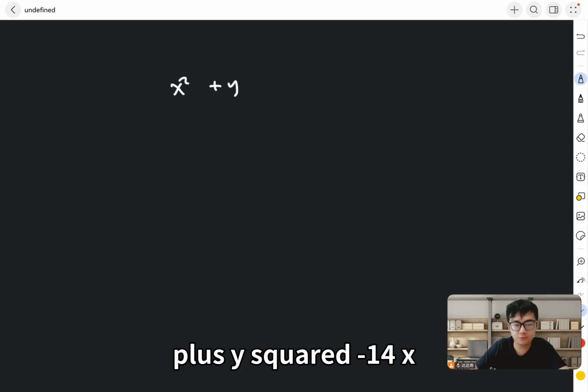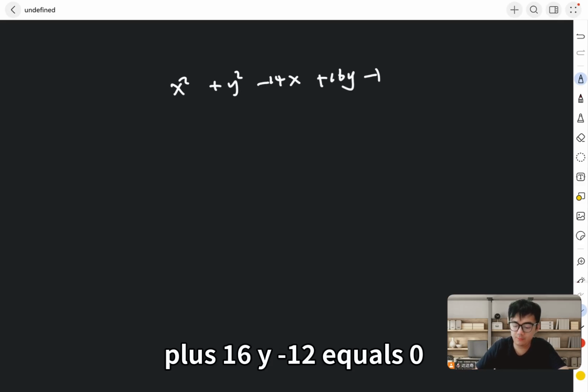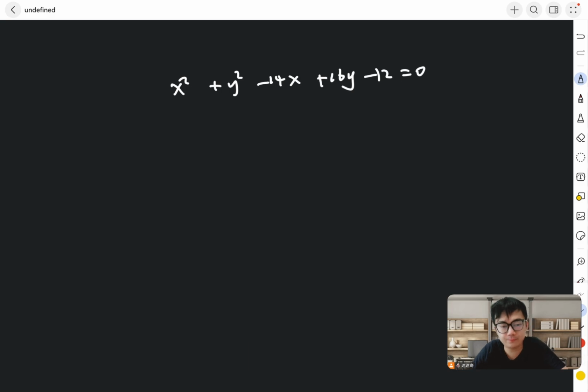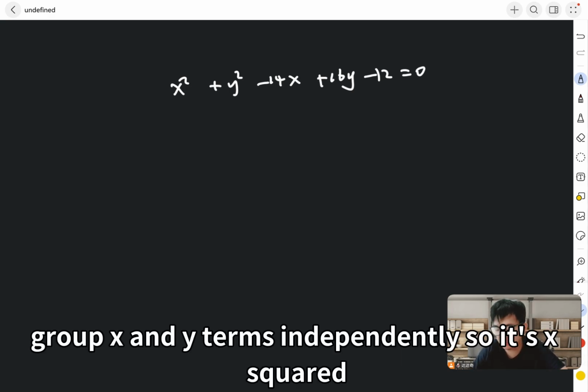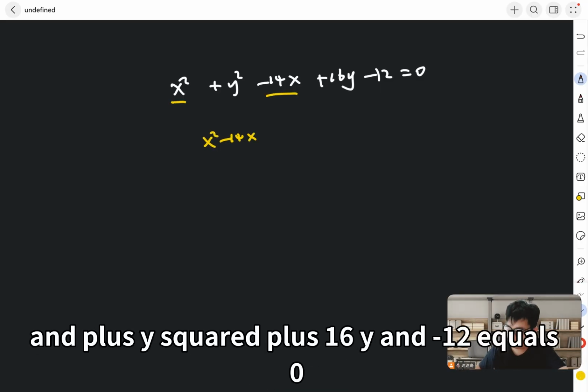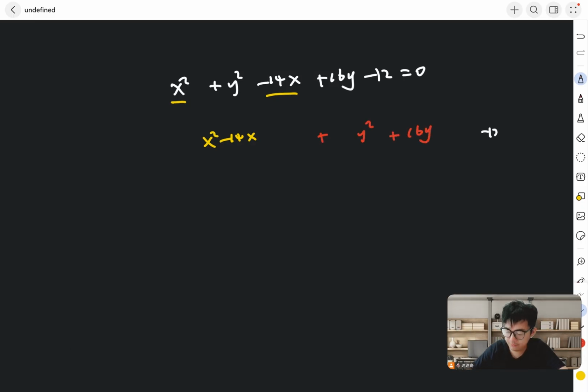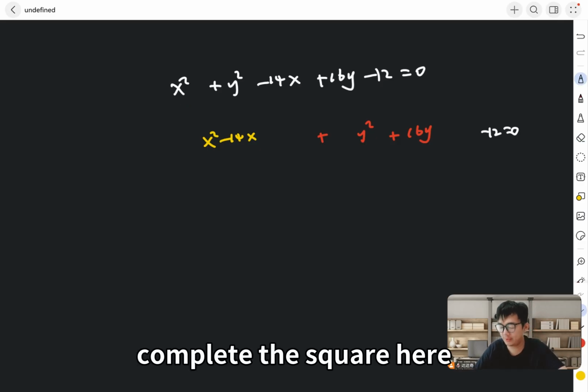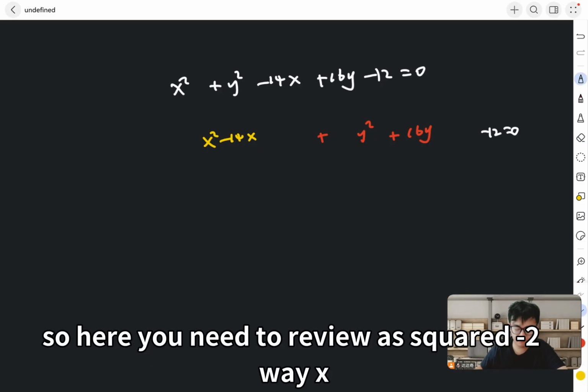x² + y² - 14x + 16y - 12 = 0. And then you can group the x and y terms independently. So it's x² - 14x, plus y² + 16y, and minus 12 equals 0. How do we complete the square here? So still you need to review.